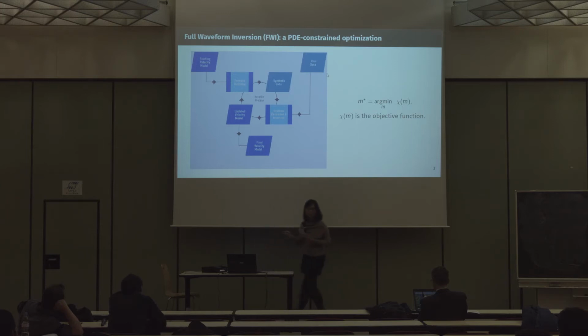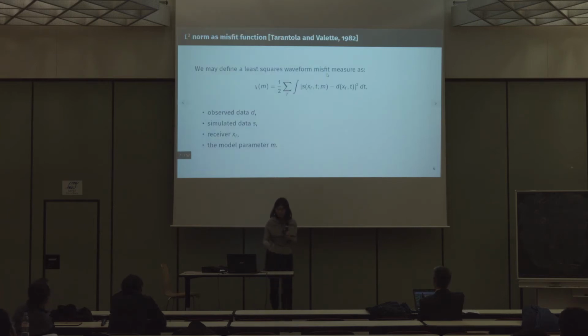The focus of my research is which misfit function is meaningful for this inverse problem, or for this optimization problem. Most of the time, people use the least squares norm. Everybody is very familiar with it, the L2 norm. So this is the simulated data, and this is the real data. We square the difference, integrate in time, and sum over all the receivers. We treat it as a function of our PDE model parameter M, and we want to minimize this quantity to get the model parameter M. So this is when we use the L2 norm.